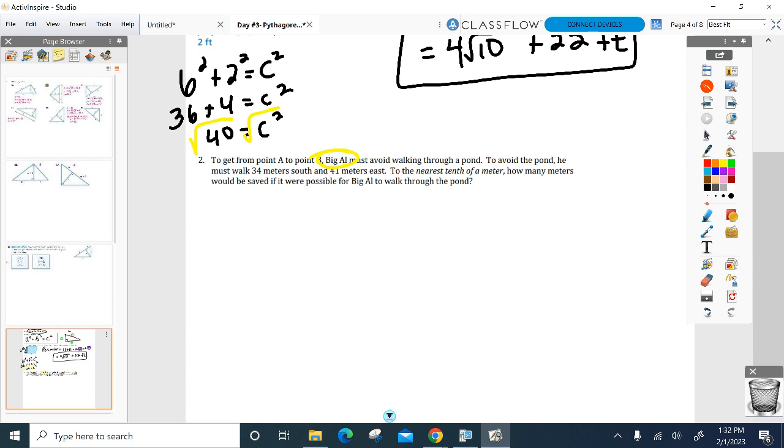So, moving on with Big Al. He's going to try to avoid walking through a pond. To do that, he goes 34 meters south, 41 meters east. But you know what? How many meters could he have saved if he could just walk through the water? If he said, I'm just plowing right through this bad boy because I'm Big Al. How many meters has he walked already by avoiding the pond? He went 34 meters south plus another 41 meters east. He's gone 75 meters so far.